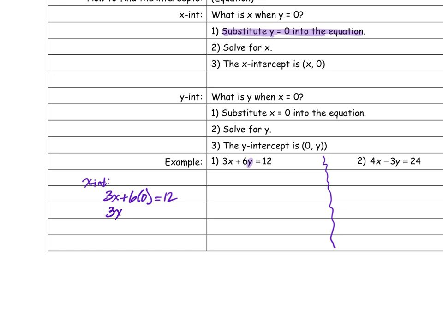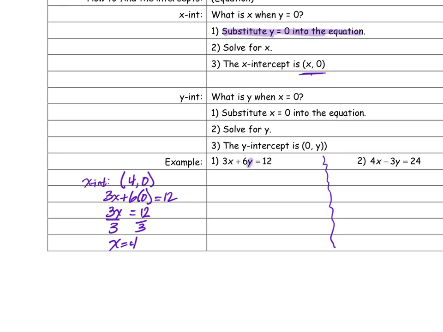Do I have to write 0 there? I don't, right? I don't have to write it because it's 0. 3x plus 0 is just 3x. So then that equals 12. So then I divide by 3, and x equals 4. That means my x-intercept, so I'm going to write my intercept like it says here, is x comma 0. So my x this time is 4 comma 0. There's my x-intercept.